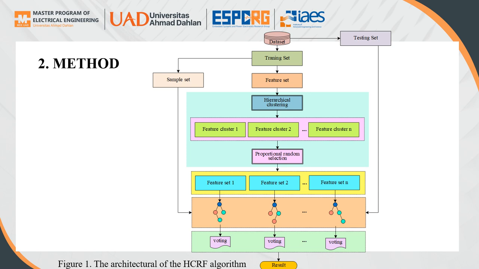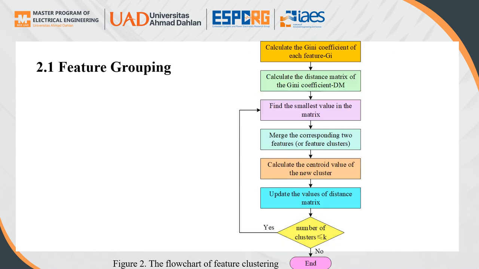In Figure 1, the HCRF algorithm has two main optimization paths. The first is the feature grouping, which is completed by the hierarchical clustering algorithm. The second is that the feature subsets are randomly selected from the feature groups in proportion. The training samples are generated by random sampling with replacement from the dataset.